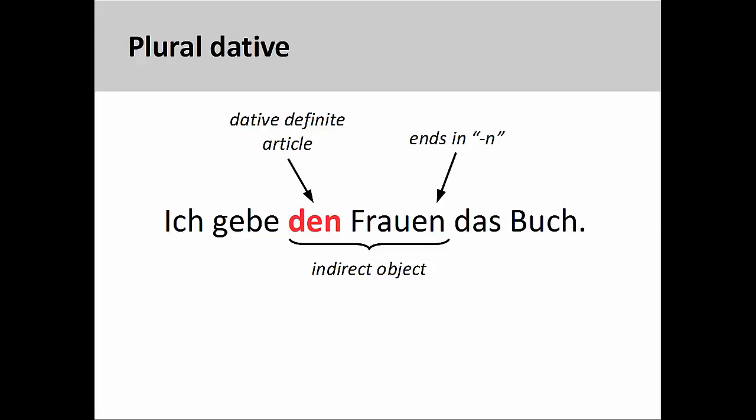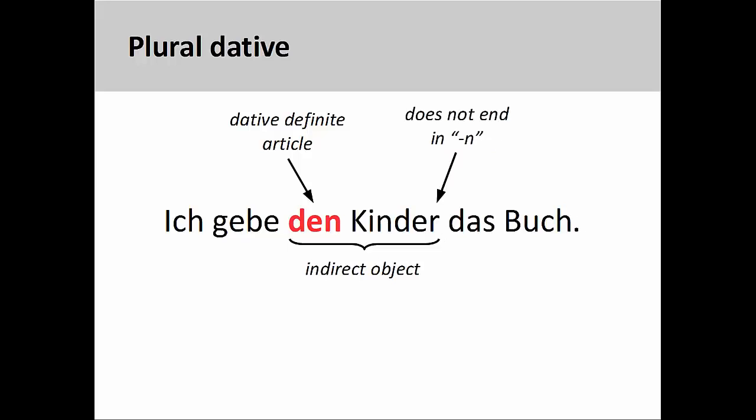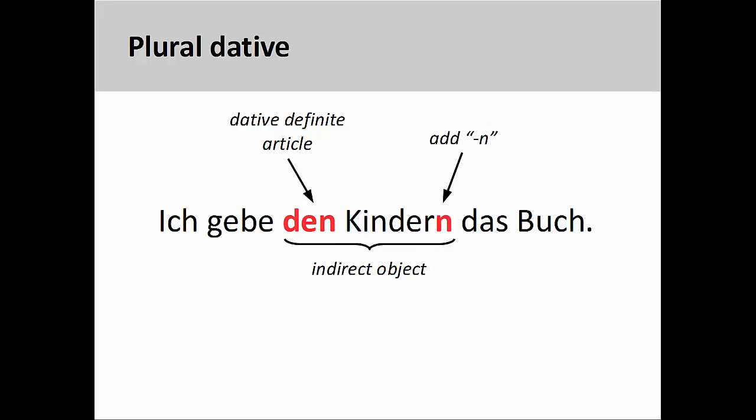The plural dative article den looks the same as the masculine accusative. Also note that the plural form of the noun ends in n. This is good since we don't need to do anything else to the noun in this case. This sentence, Ich gebe den Kindern das Buch, I give the book to the children, presents us with a problem. If a plural noun is in the dative case and does not end in an n, then we need to add n to the noun. Ich gebe den Kindern das Buch. You will need to do this to every plural noun in the dative case that does not end in n.